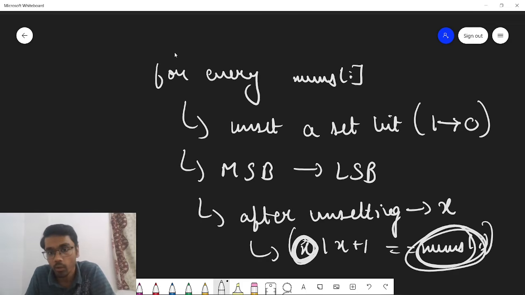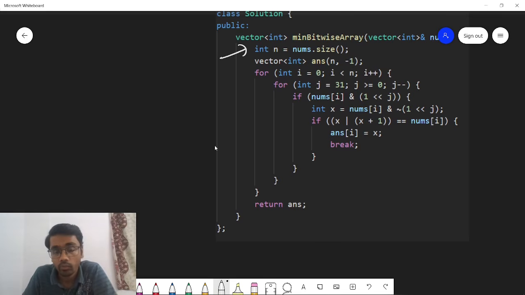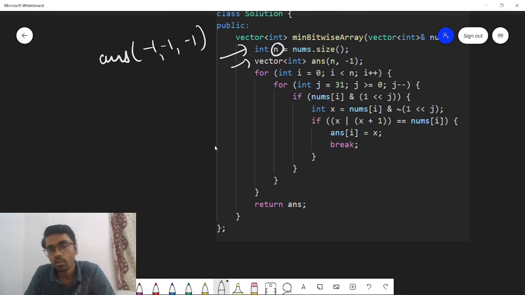So let us see the code now. So yes, this is the code. First I have declared the size of the nums array and I have declared the answer vector. This answer vector is initialized with all values as -1 initially. So if for some particular nums of i the x value exists, then we will replace this -1 with x. Otherwise, if it doesn't exist, we will just go on. In the end, if we cannot find a particular x value, then it will remain -1.